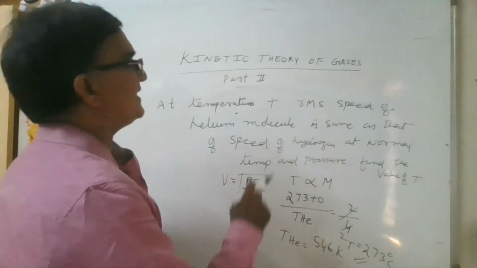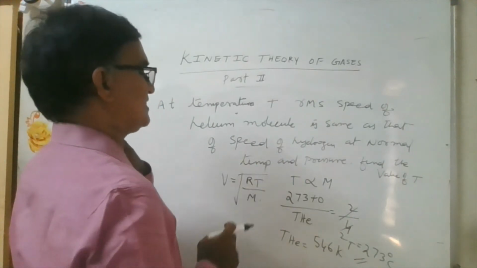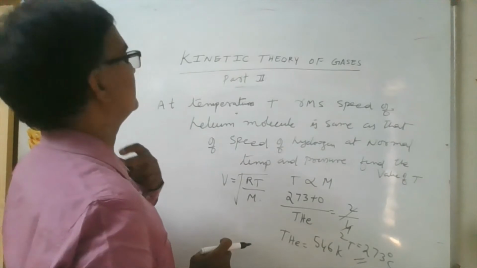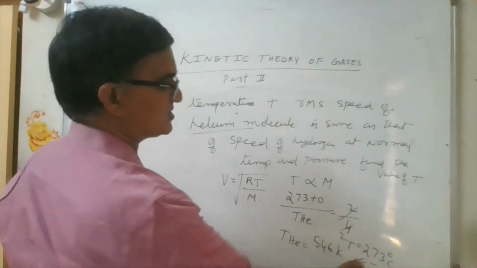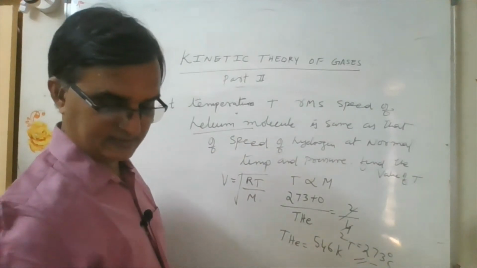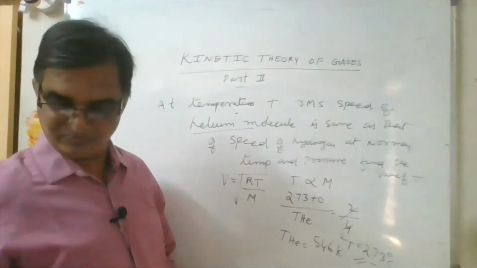Initially it is normal for hydrogen and we need to calculate the RMS speed of helium. You should find out. For that only we calculate. Temperature is 273 degrees centigrade. Okay. This is the one.